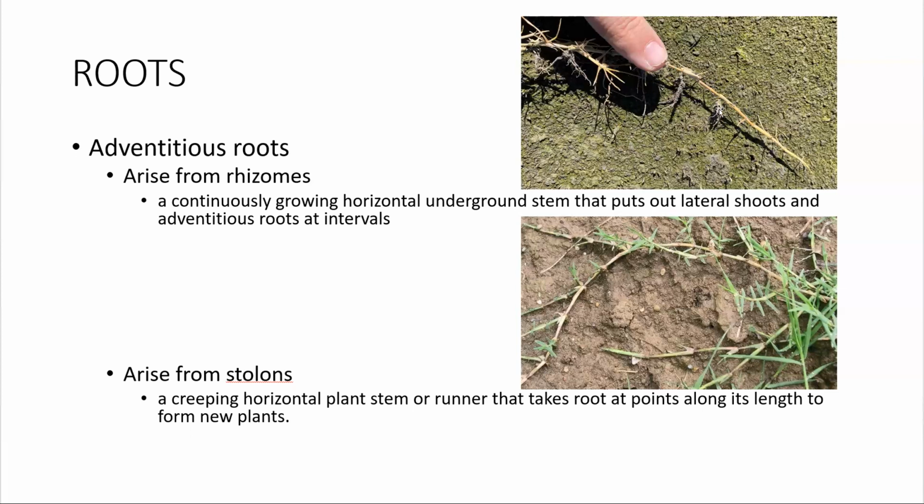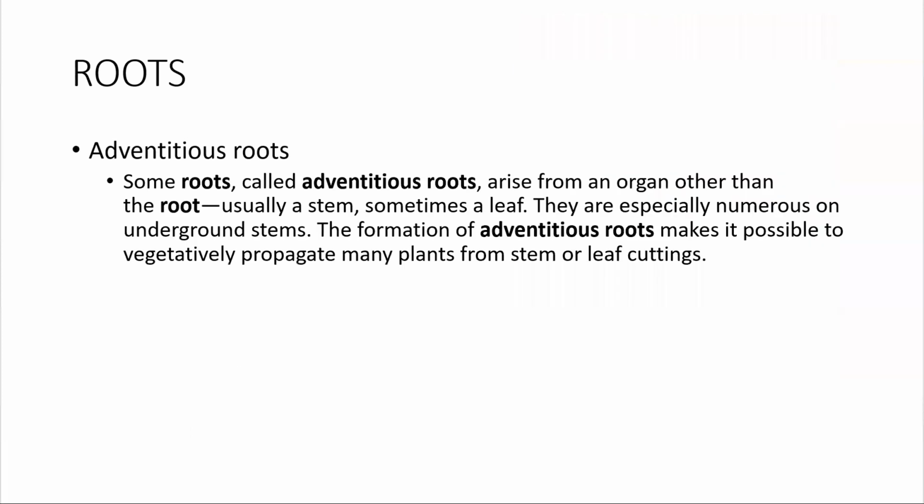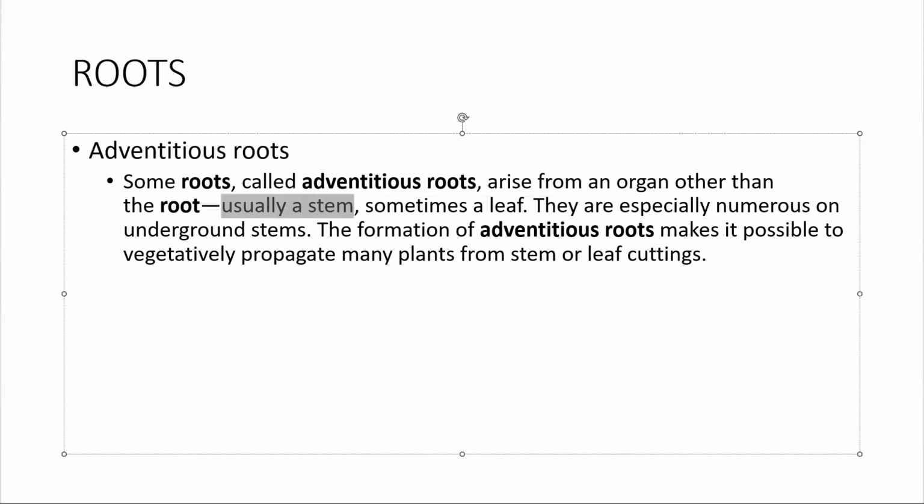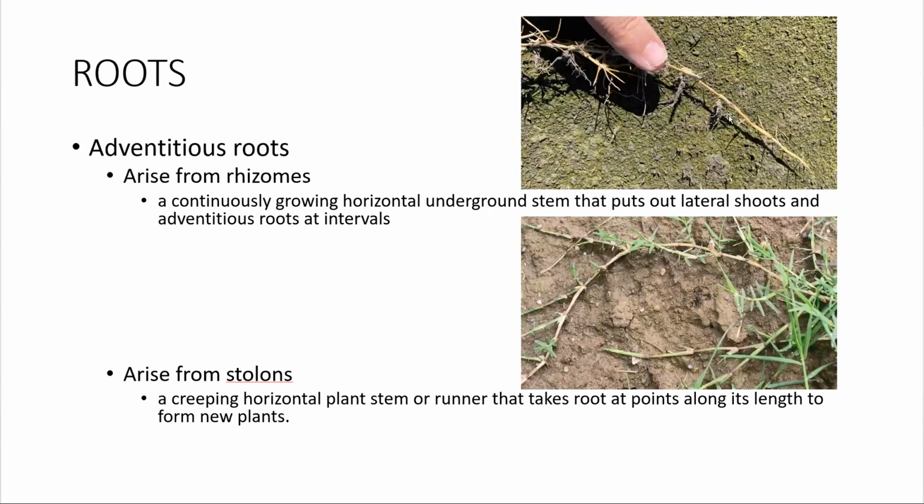This right here is an adventitious root that's coming off of the stem. Remember, if we pop back here, adventitious roots arise from an organ other than the root, usually a stem. Okay, and that's what this is. So we have an adventitious root here. We have a rhizome coming through here. The rhizome is a modified stem.